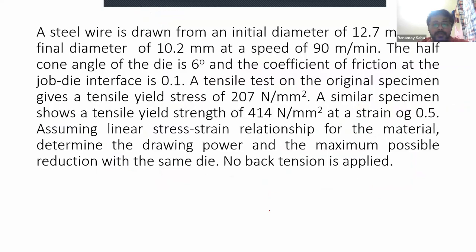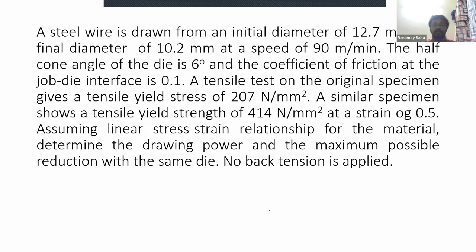In that case, we have a problem from this wire drawing process. Here a steel wire is drawn from an initial diameter of 12.7 millimeters to a final diameter of 10.2 millimeters at a speed of 90 meters per minute. The half cone angle of the die, the alpha value, is 6 degrees, and the coefficient of friction at the die-wire interface is 0.1.